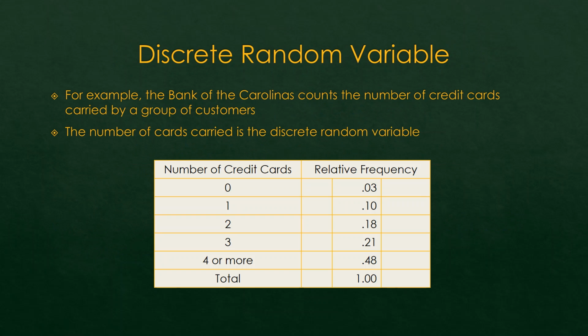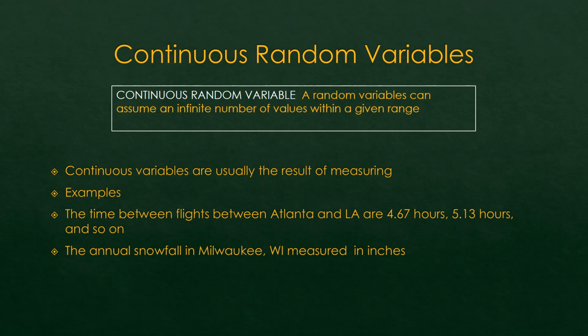Once again, random doesn't mean necessarily classically random, that it's an equal chance of all of them. It just means that every one could possibly occur. So that is the difference between discrete and continuous.